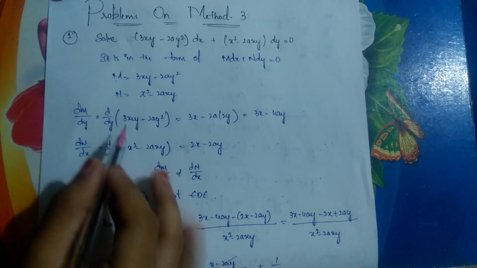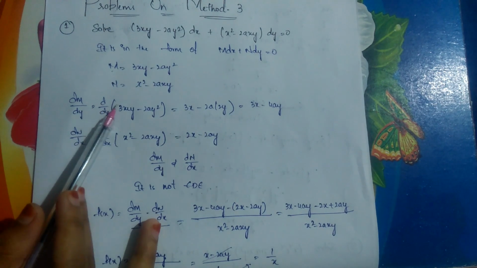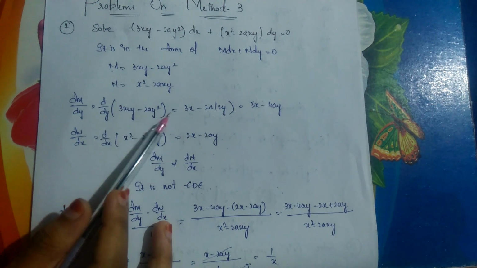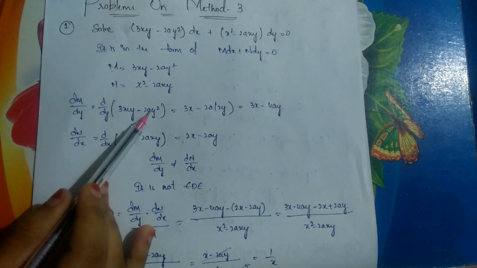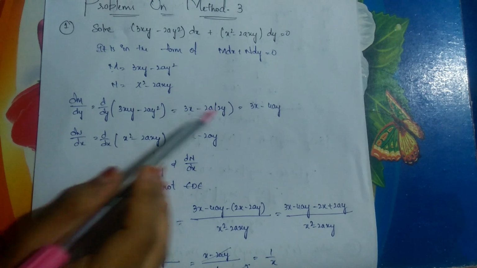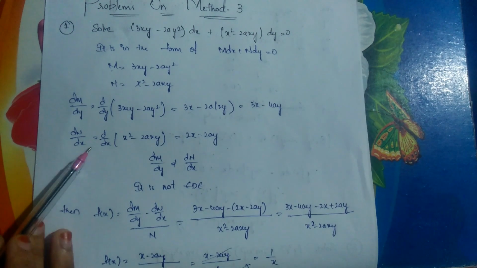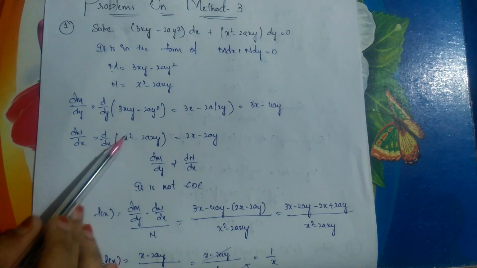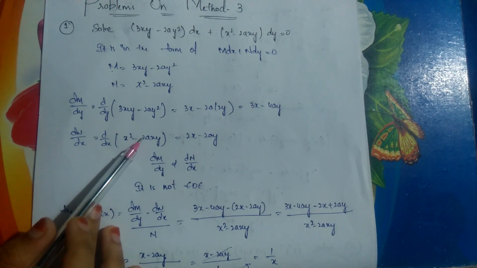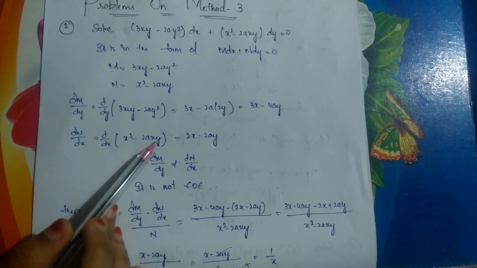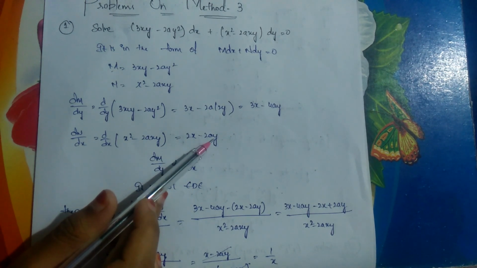So now differentiate M with respect to y, that is ∂M/∂y = ∂/∂y of (3xy - 2ay²). The differentiation of 3xy is 3x, here 2a is constant and the differentiation of y² is 2y. So that gives us 3x - 4ay. Then ∂N/∂x = ∂/∂x of (x² - 2axy). The differentiation of x² is 2x, and here 2a is constant, y is constant and the differentiation of x is 1. So that brings us 2x - 2ay.